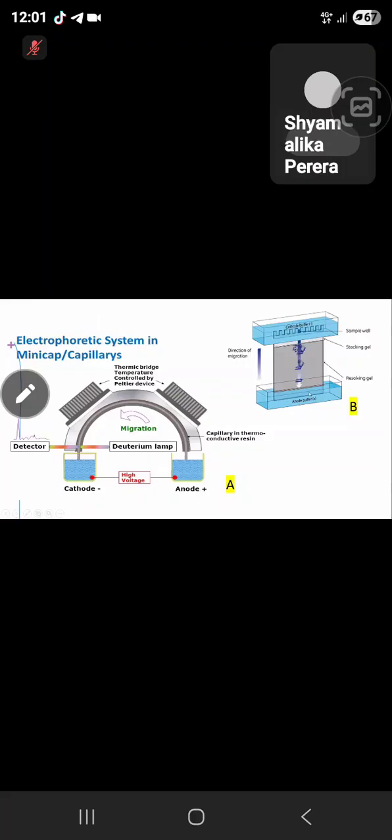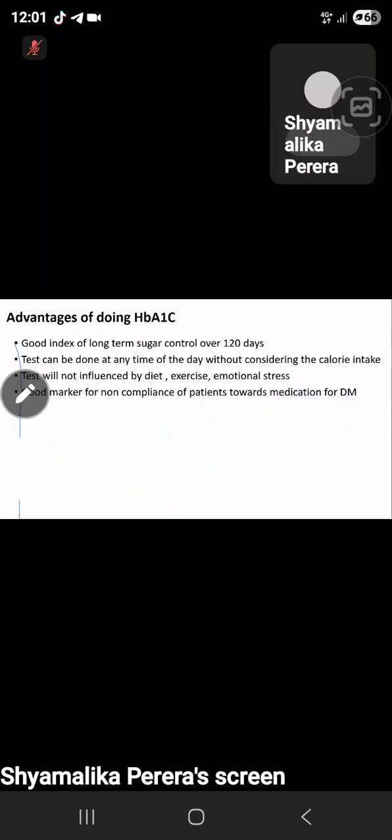So already you know in normal serum protein electrophoresis, the protein particles travel from cathode to anode, but in capillary electrophoresis, these samples, or the protein molecules, migrate from anode to cathode, the reverse way, not in the normal migration method.